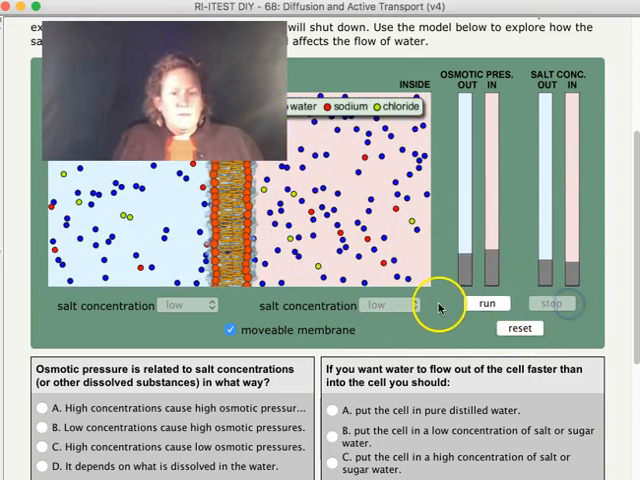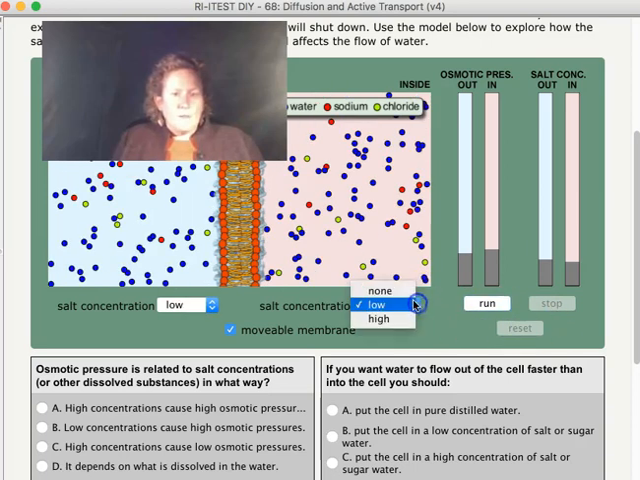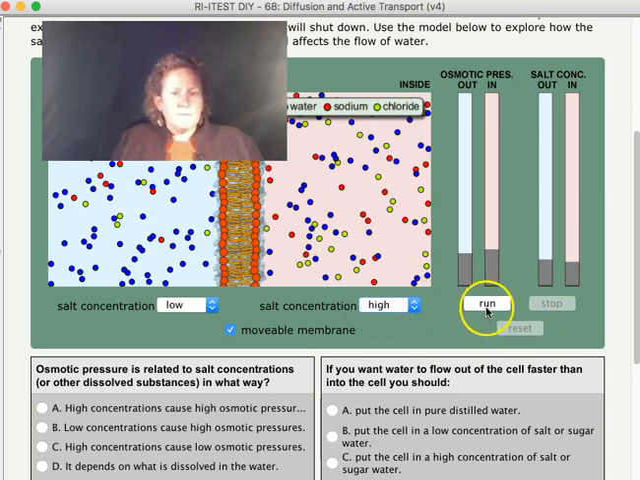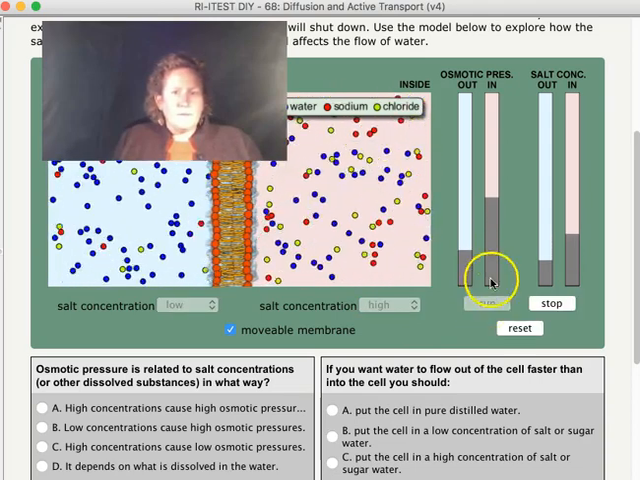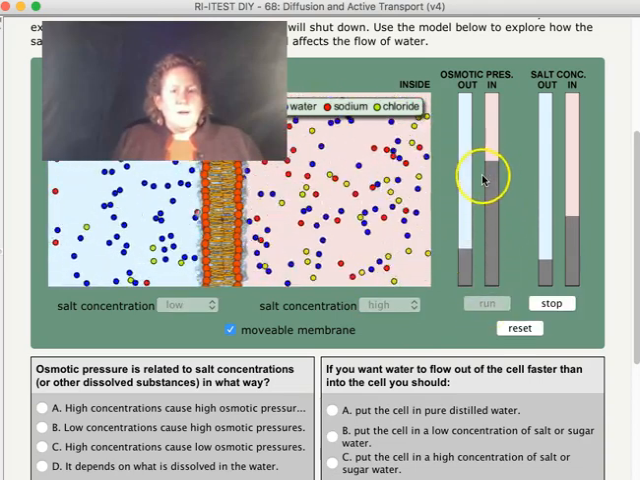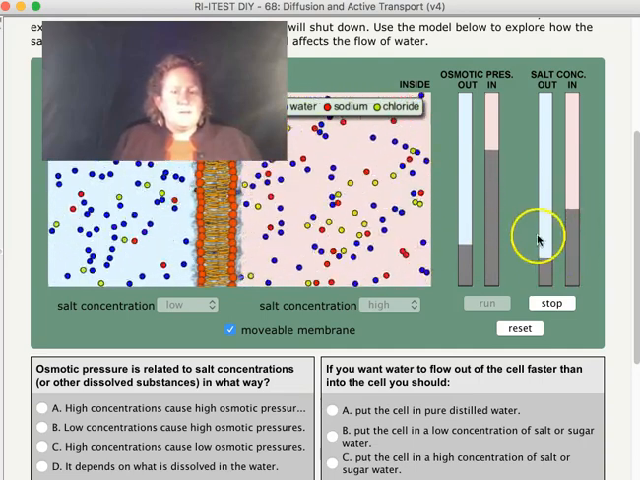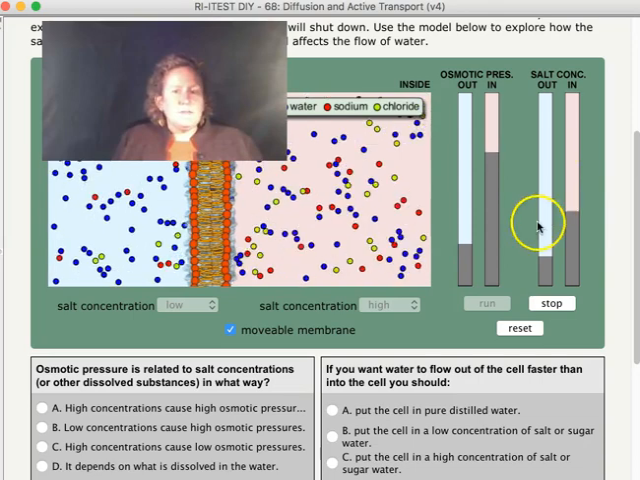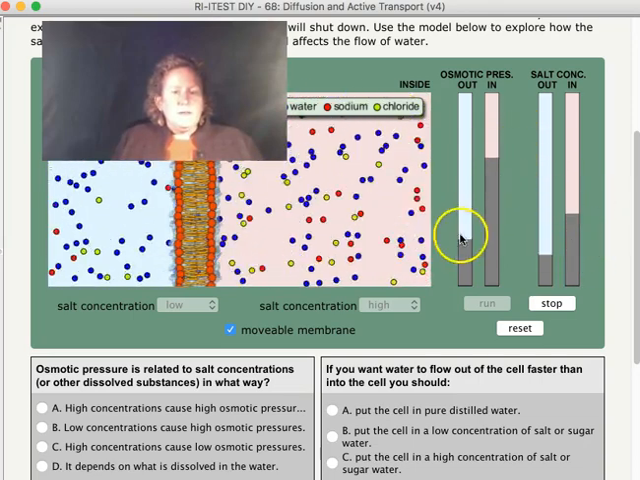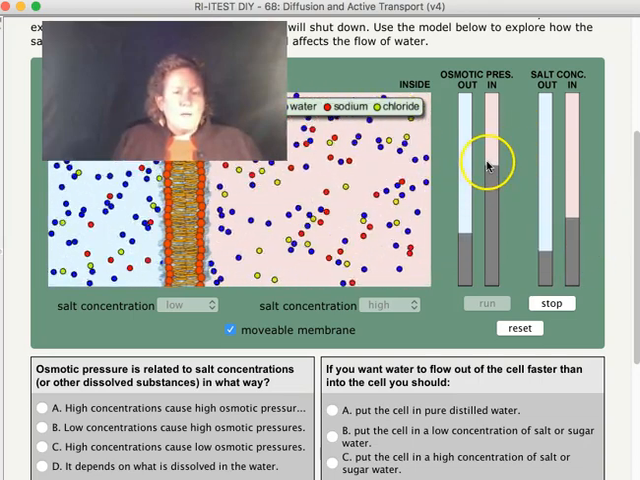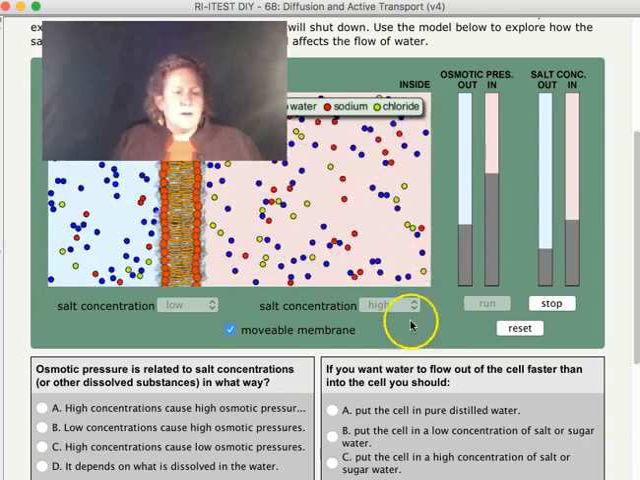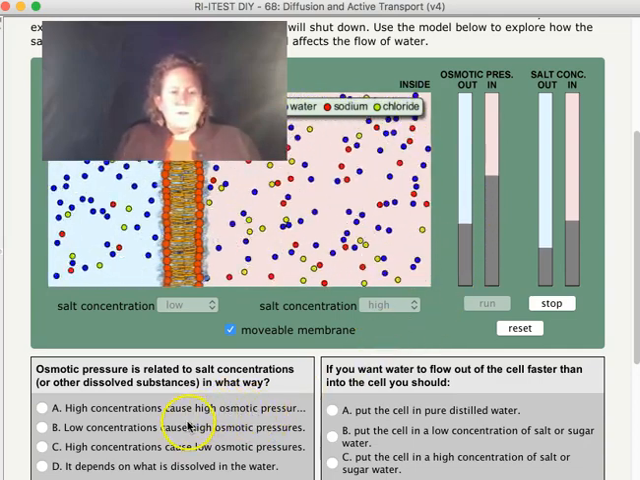If we stop and we reset one side to high, we're going to get a better osmotic pressure difference here, because there's a bigger difference in salt concentrations. Remember, the difference in concentration is going to be related to the difference in pressure. So hopefully you can figure that one out.